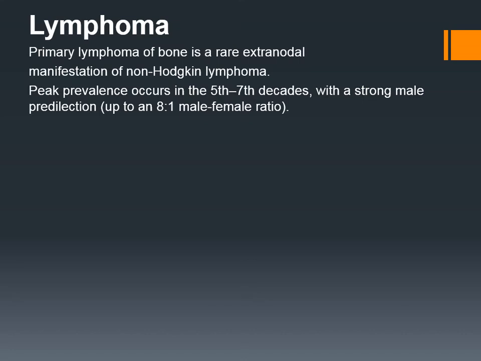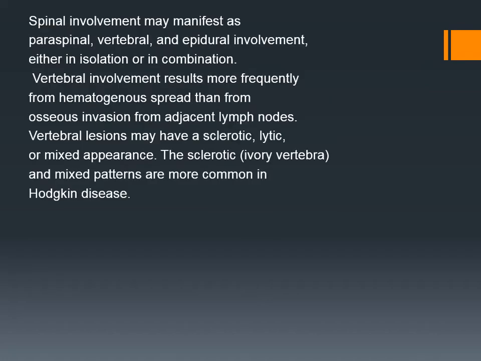Lymphoma, primary lymphoma of the bone, is a rare extranodal manifestation of non-Hodgkin lymphoma. Peak prevalence occurs in the fifth to seventh decades with a strong male predilection, 8 to 1. Spinal involvement may manifest as a paraspinal, vertebral, and epidural involvement, either in isolation or in combination. Vertebral involvement results more frequently from hematogenous spread than from osseous invasion from adjacent lymph node. Vertebral lesions may have a sclerotic, lytic, or mixed appearance. The sclerotic ivory vertebra and mixed pattern are more common in Hodgkin's disease.